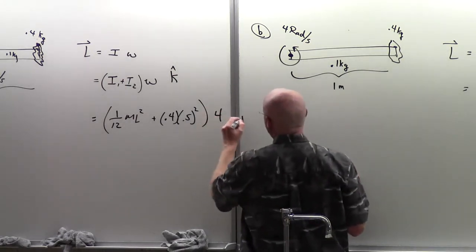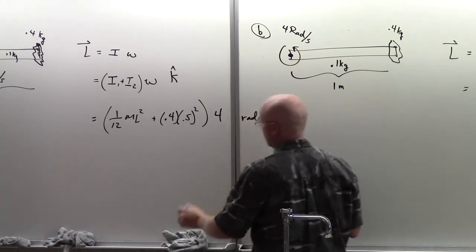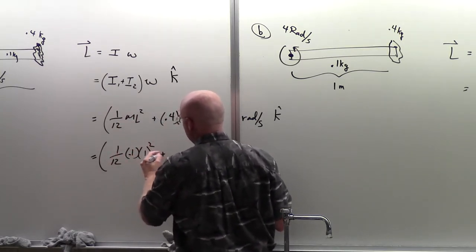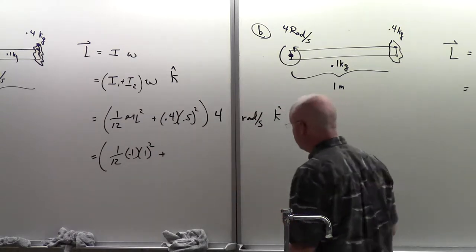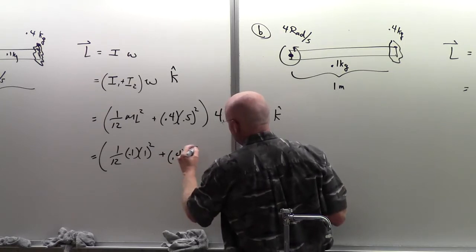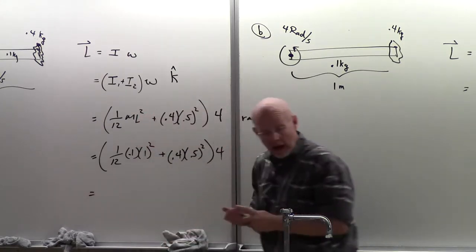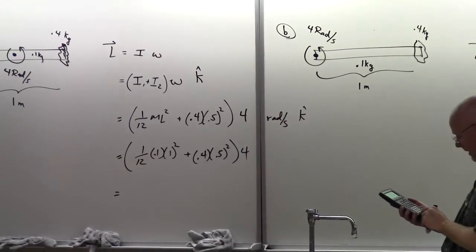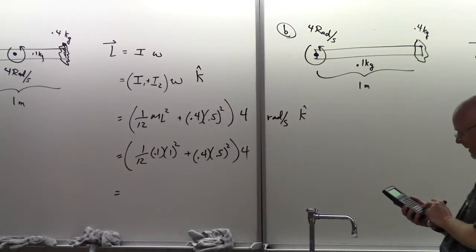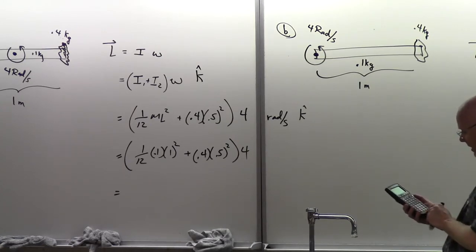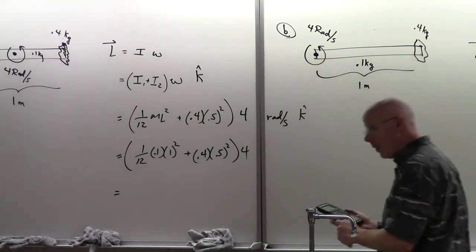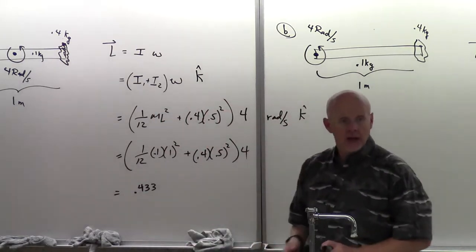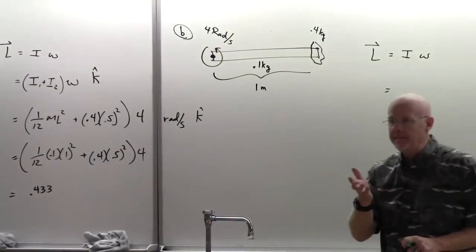This then is 4 radians per second and in the k-hat direction. Let me put in the rest of my numbers. The mass of the meter stick is 1/10, and the length of the meter stick is 1 meter. And then these numbers we already did. And so grabbing my calculator, I'll be able to answer what is the angular momentum. So 1/12 times 0.1 times 1 squared, I guess I didn't need that, added to 0.4 times 0.5 squared. Take that whole thing and multiply by 4, and I get 0.433. And again, since a lot of this is new to you, what would the units be?